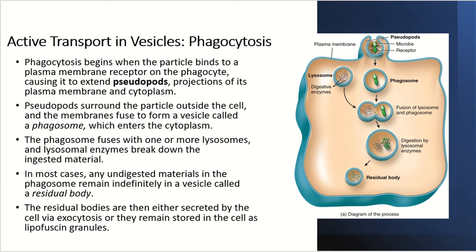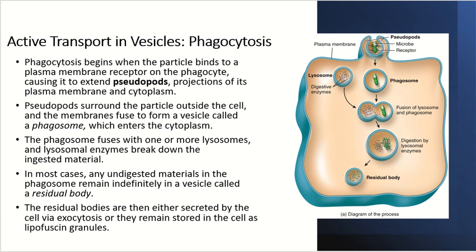The phagosome is then going to fuse with either one or more lysosomes, and those lysosomal enzymes are going to break down whatever ingested material it was. All right? So we've got our microbe that's been ingested with our pseudopods, forms this phagosome. This fuses with the lysosome to have it be digested by our lysosomal enzymes.